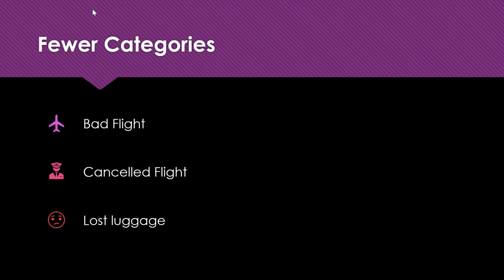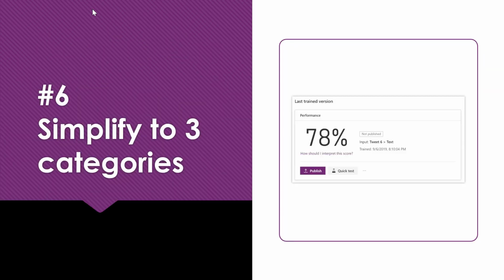As I said, this was a data set that came pre-tagged. So what I did is I just chopped it right down to three things that in my mind were quite distinct. Bad flight, some kind of bad experience on the flight, a cancelled flight or lost luggage, and to see what would happen if I did that. Whoa, this is looking good now, 78%. So you can see there, huge difference, big jump from where we were before by simplifying those categories down.